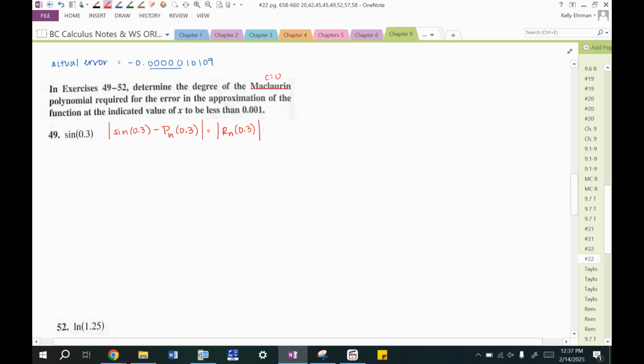And the formula for that is less than or equal to the n plus 1th derivative at z, we will determine that max value off to the side in a minute, times x minus c. So x is the approximation you're plugging in, c is the center, raising that to the n plus 1, over the n plus 1 factorial. And we want to keep this less than 0.001.